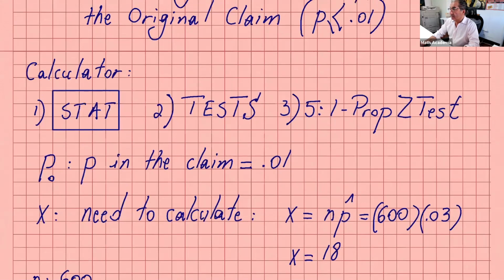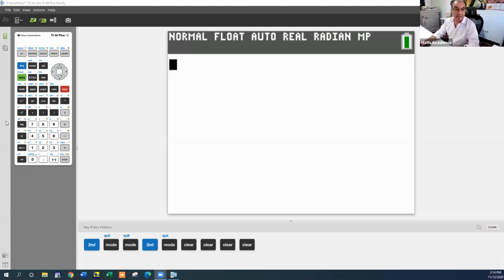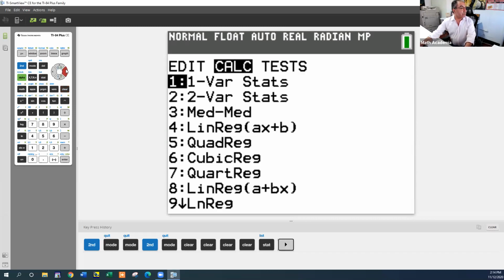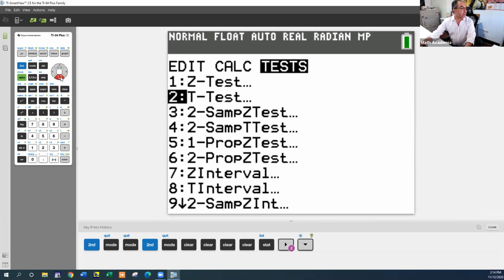Let me see if I can share my screen. Let me stop sharing this and share the calculator screen, and I want to show you how you can do this with your calculator. All right, so one more time, you go to stat and you go to test and you go to number 5, one prop z test. This is not z interval, so it's z test.